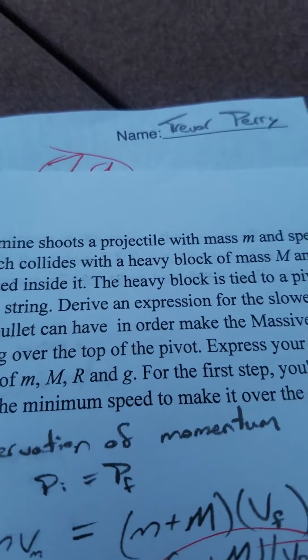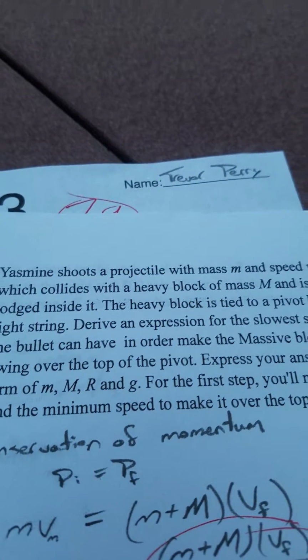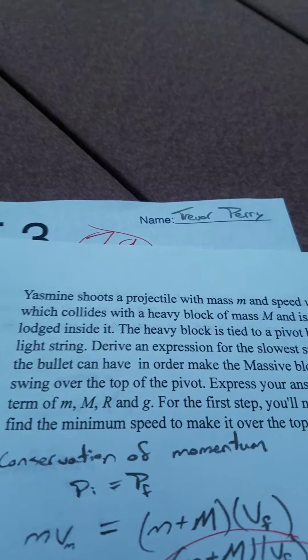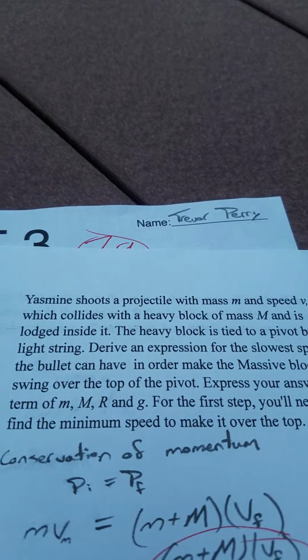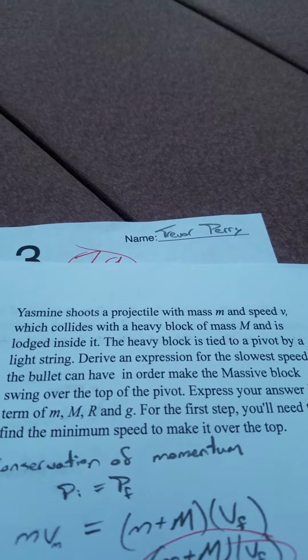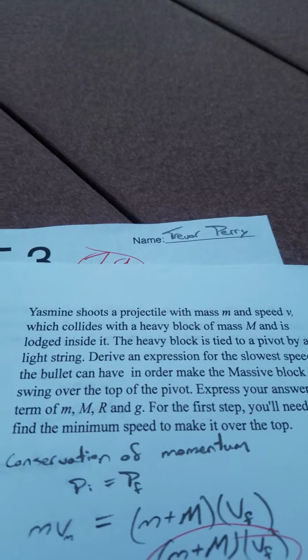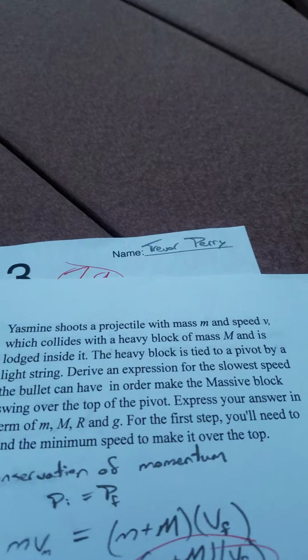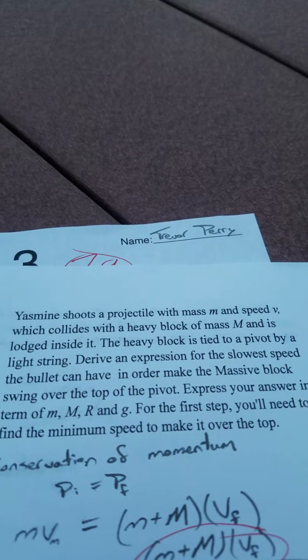This is problem 2. Yasmin shoots a projectile with mass m and speed v, which collides with a heavy block of mass M and lodges inside it. The heavy block is tied to a pivot by a light string. Derive an expression for the slowest speed the bullet can have in order to make the massive block swing over the top of the pivot. Express your answer in terms of m, r, and g.